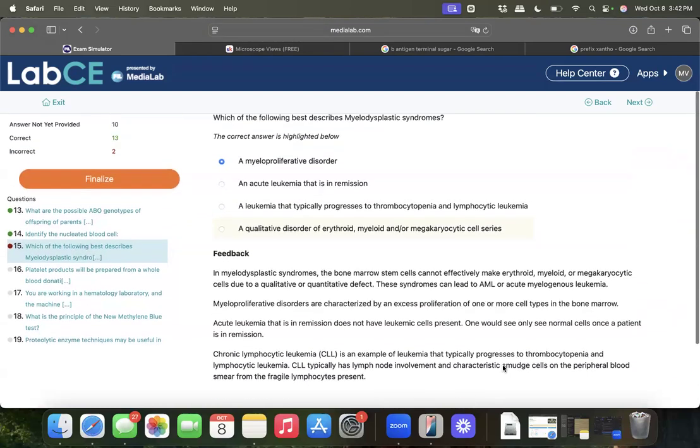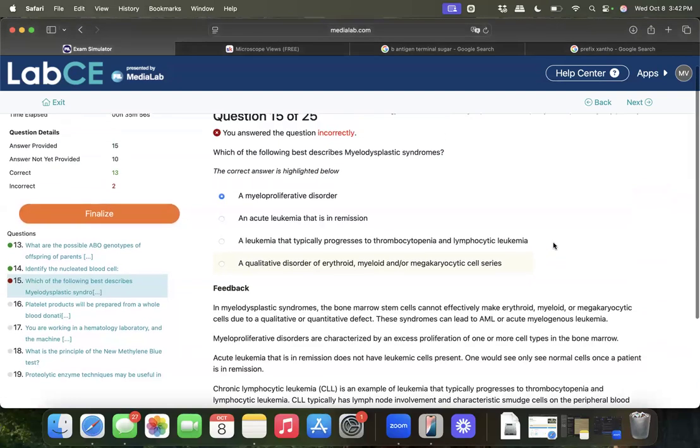All right, and that was a level 5 difficulty. So we have to remember a myelodysplastic syndrome is not a myeloproliferative disorder. It's not excess proliferation of one thing. It's that your bone marrow, either qualitatively or quantitatively, cannot produce proper erythroid series, myeloid series, or megakaryocytic series cells. Okay? Try to remember that. All right, what's next?